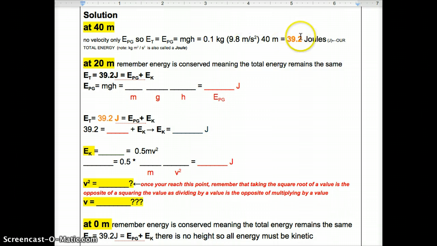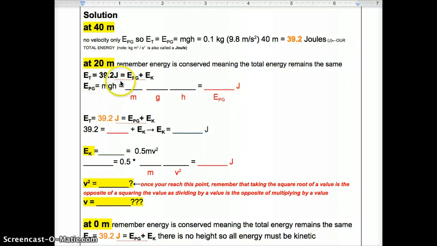So at 20 meters, we're going to have a total energy of 39.2, which is written here for you. And then at 0 meters, we're going to have that same energy of 39.2 joules. So we need that value in order to solve the next step. Now at the second step, we know that it has fallen halfway. So the height is halfway to the ground, so half of 40 is 20 meters. Now we know it has a velocity, so it has both kinetic energy and gravitational potential. However, we know when we add those up, they equal 39.2.